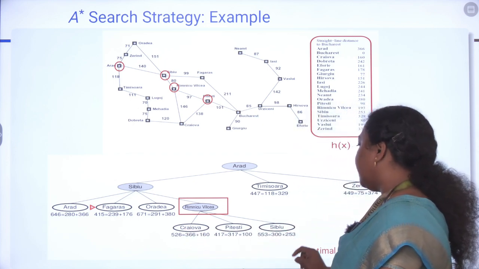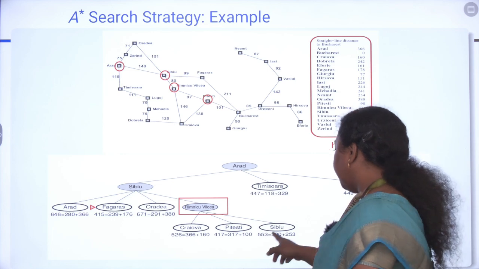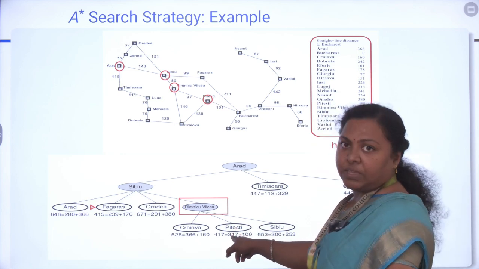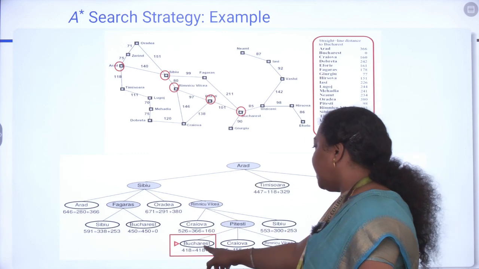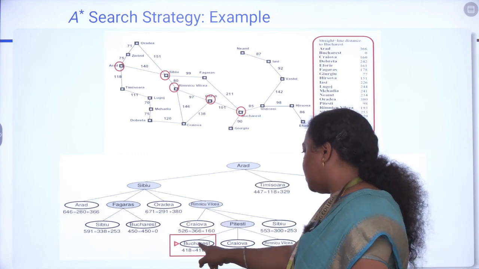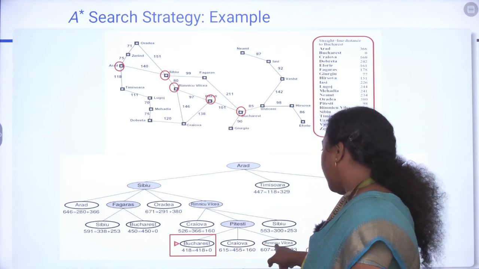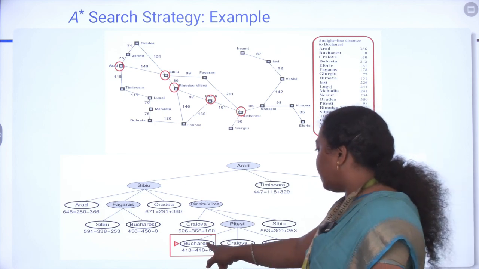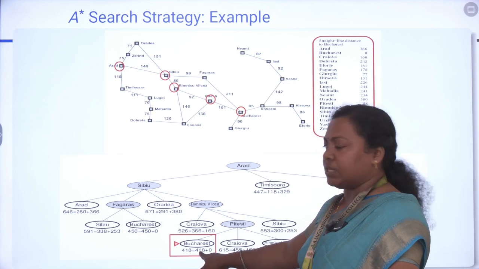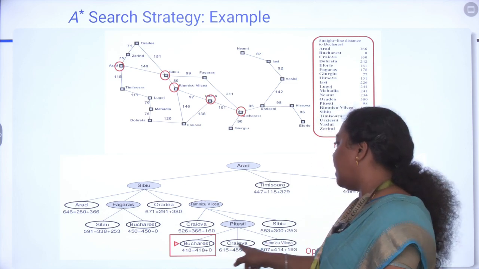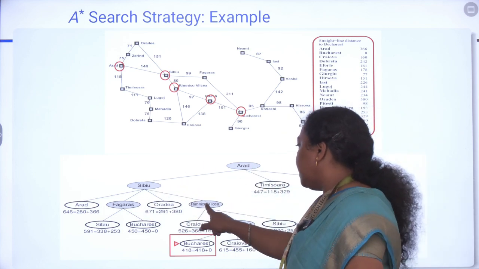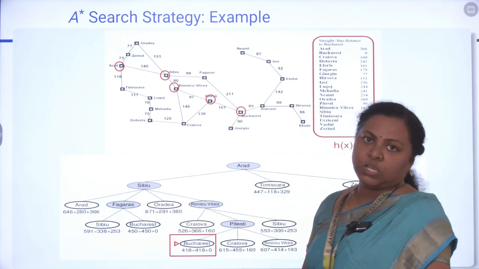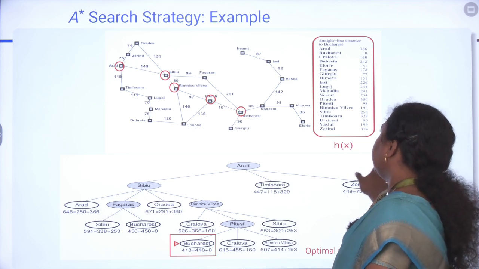Again, we are computing the cost function here, and among this, Pitesti is having the lowest value, and that node will be expanded now. So now we come across Bucharest, Craiova, and then Rimnicu. So we reach the destination. So now the search stops here, and this gives us the optimal path, which is Arad, Sibiu, Rimnicu, Pitesti and Bucharest, which is the optimal path.